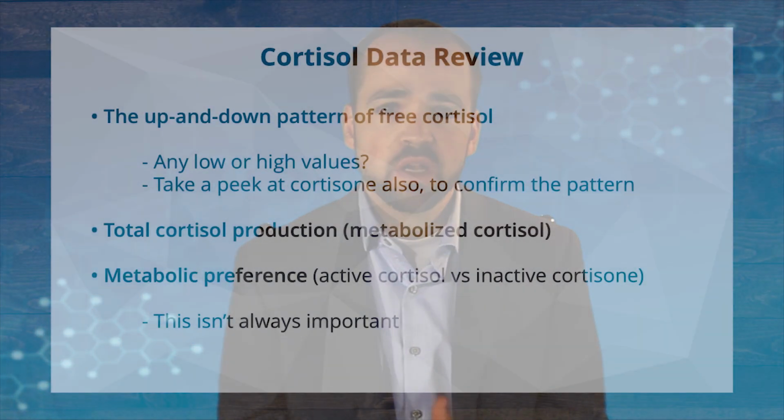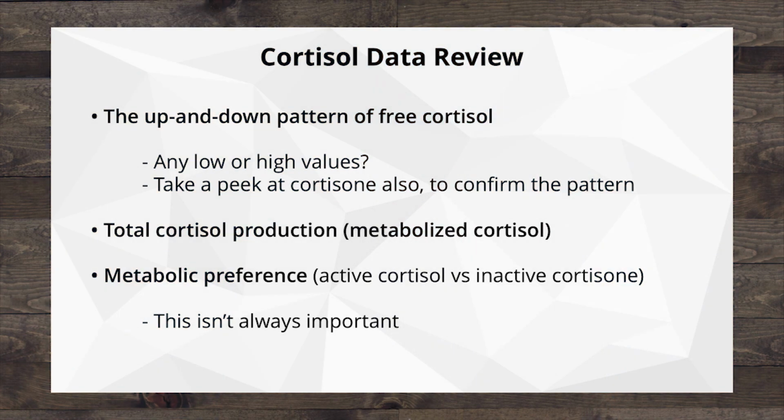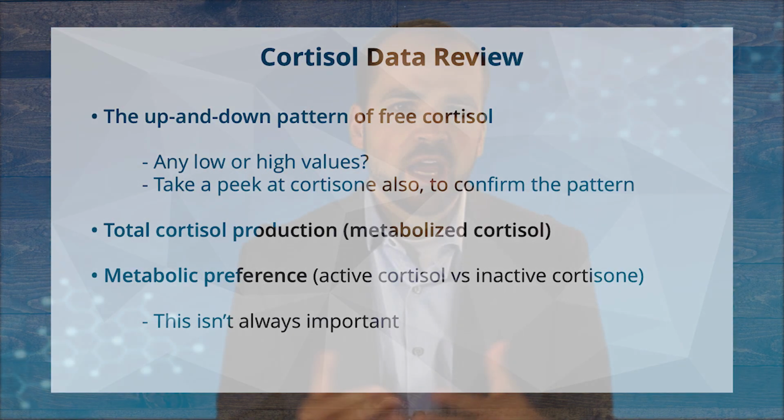So we want to work through it one section at a time, looking most importantly at the pattern of free cortisol throughout the day, the total of production, the total of those metabolites as a total of cortisol and cortisone metabolites, and then also whether there's a big imbalance between the active form of cortisol and the inactive form of cortisone. We want to take that all into consideration, overlaying the patient picture with that as well, and that gives you a full and complete picture of the HPA axis and the cortisol production.